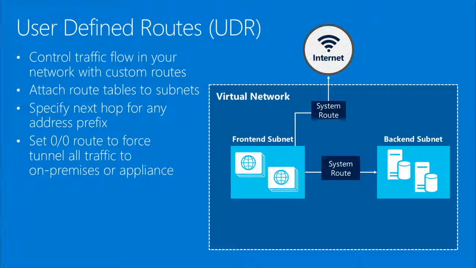So before we actually go into user-defined routes, in a virtual network today, you can define subnets, like I've shown here. You can define front-end and back-end subnets, and you can deploy virtual machines, and they all can talk to each other. That's because Azure provides you something called system routes or default routes.